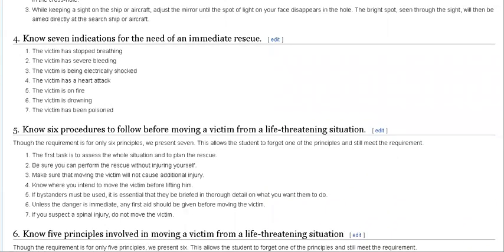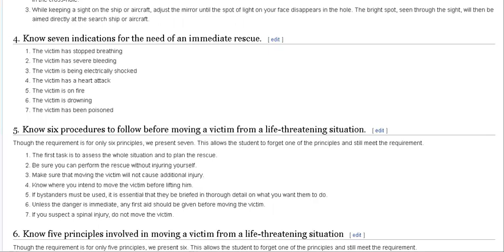Next, number 4. Seven indications for the need of an immediate rescue. 1. The person has stopped breathing. 2. The victim has severe bleeding. 3. The victim is being electrically shocked. 4. The victim is having a heart attack. 5. The victim is on fire. 6. The victim is drowning. 7. The victim has been poisoned.